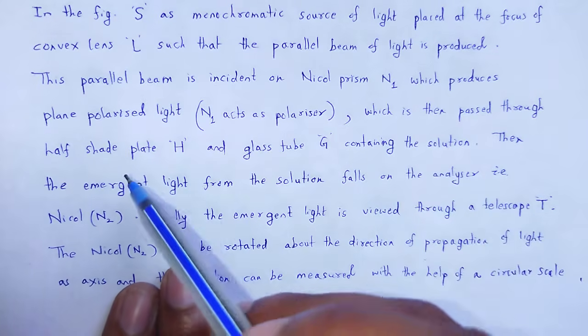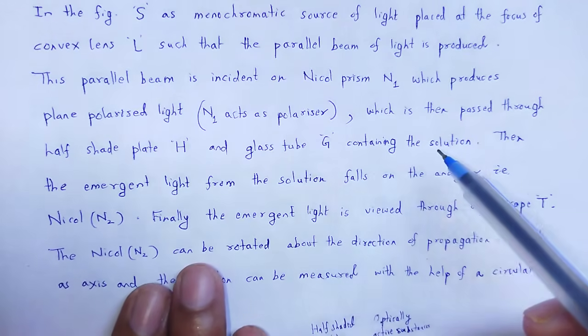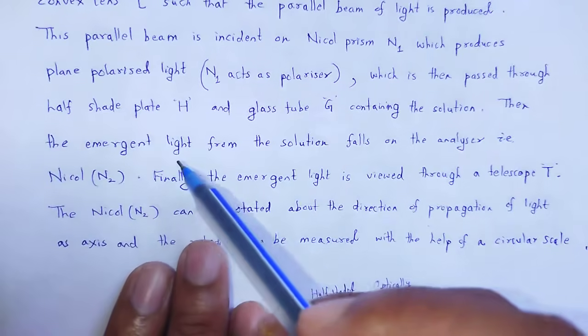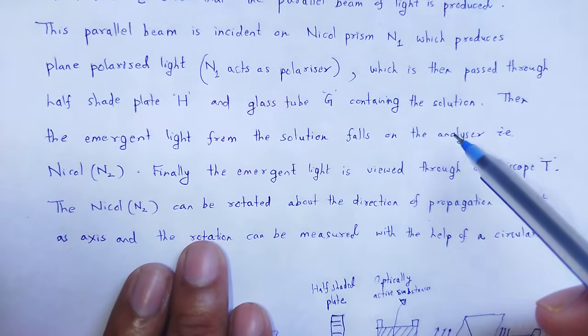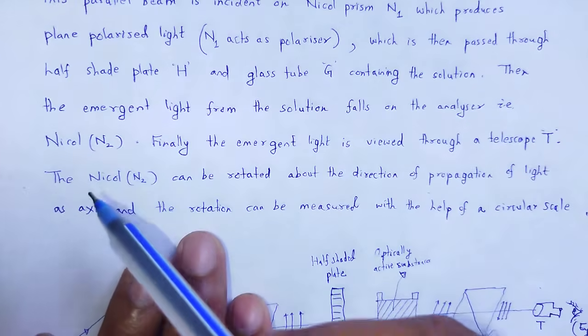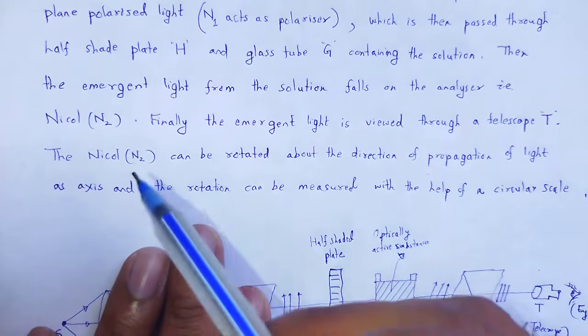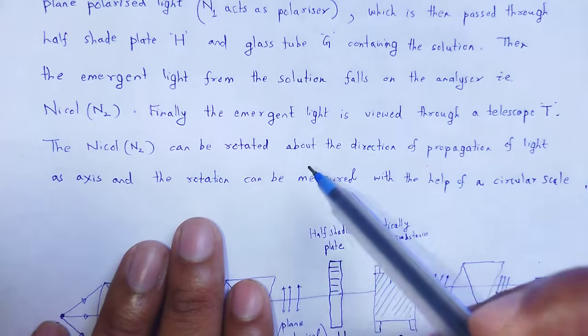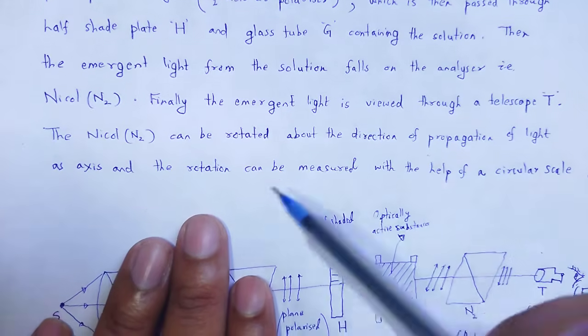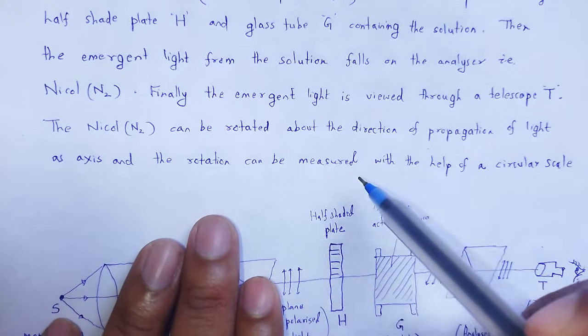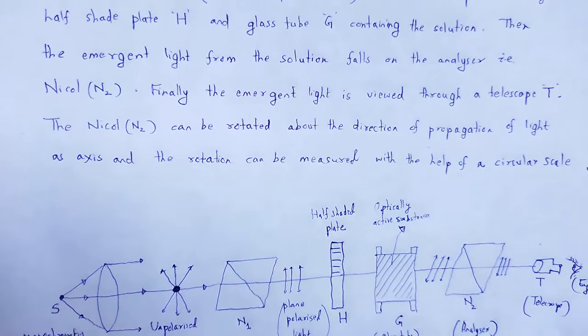It is then passed through the half shade plate S and glass tube G containing the solution. Then the emergent light from the solution falls on the analyzer, that is nickel prism N2. Finally, the emergent light is viewed through the telescope T. The nickel prism N2 can be rotated about the direction of propagation of light as the axis, and the rotation can be measured with the help of a circular scale.